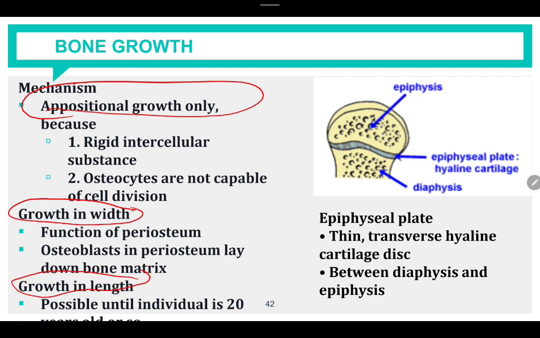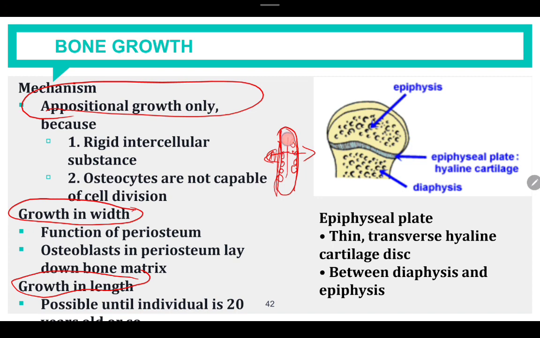Growth in length. Ang growth in length naman is yung pagtaas, no? For example, ito yung ating bone. Ang growth in width is yung pagganyan. Okay? So these are your periosteum, di ba? And then dito yung ating mga osteoblast, okay? Yan yung responsible sa growth in width natin.